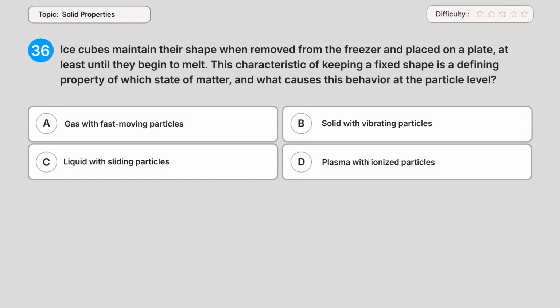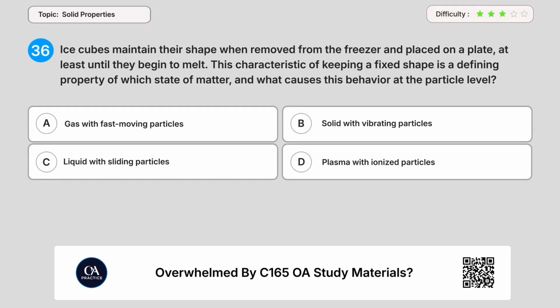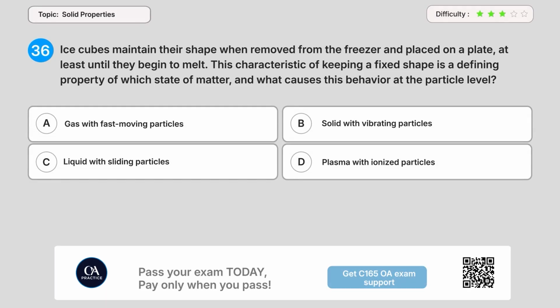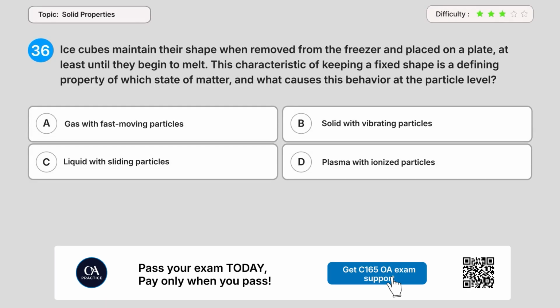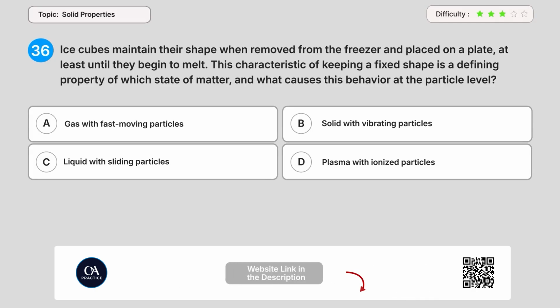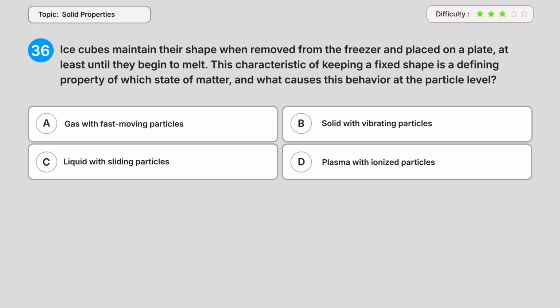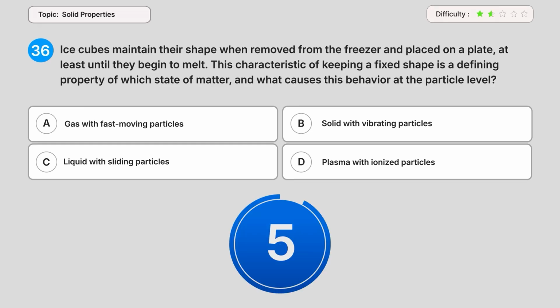36. Ice cubes maintain their shape when removed from the freezer and placed on a plate, at least until they begin to melt. This characteristic of keeping a fixed shape is a defining property of which state of matter, and what causes this behaviour at the particle level? A. Gas with fast-moving particles. B. Solid with vibrating particles. C. Liquid with sliding particles. D. Plasma with ionized particles. Can you guess the answer?